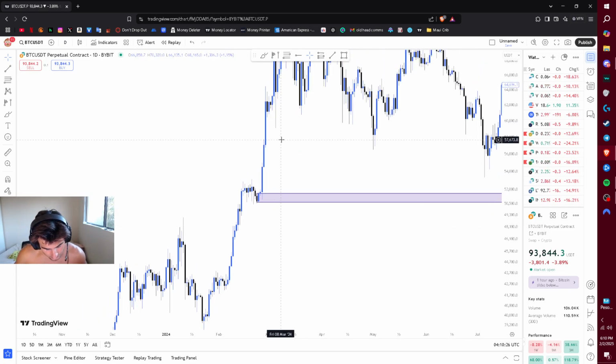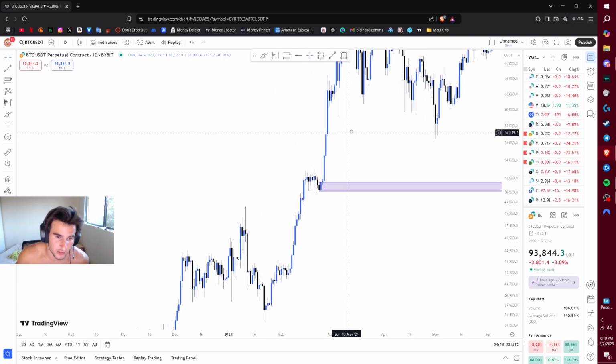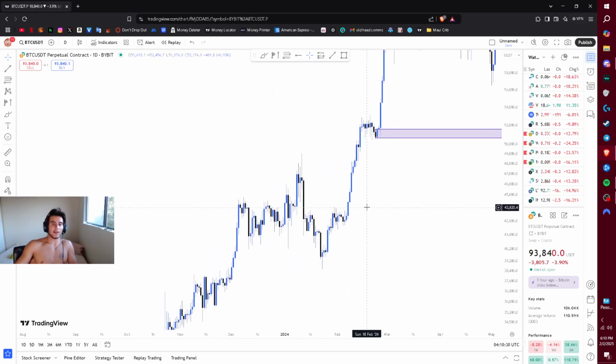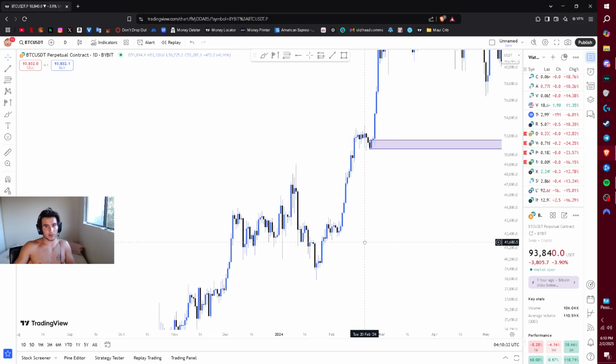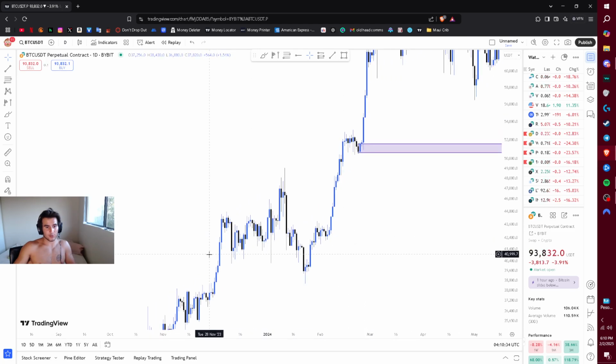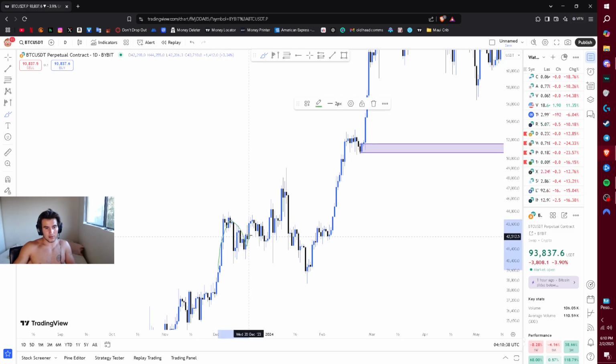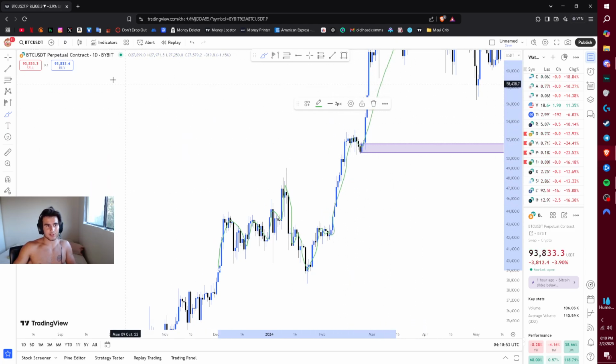And then also you want a change of market structure. As you can see here, we were in a bearish market structure. So we were having high, low, high, low, high, low, high. And then there's a breaker structure here, low. And then, here, let me just mark this out.